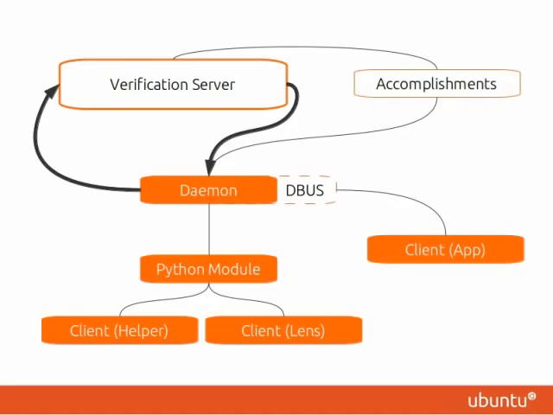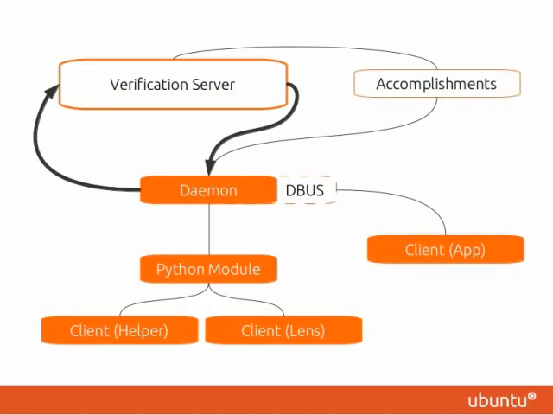So what we could then do is when it detects that you've accomplished something, such as filing my first bug, it will then synchronize it to a verification server. And that verification server will double check that you did actually achieve that thing. If it detects that you did, then it will GPG sign it and then sync it back to your computer. And then it can be displayed in either the helper or the lens client applications.